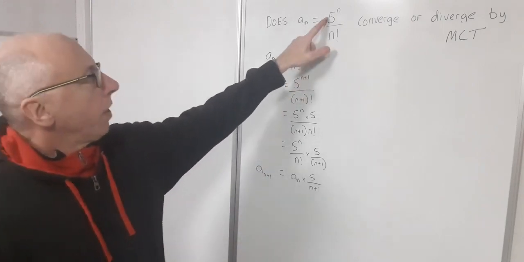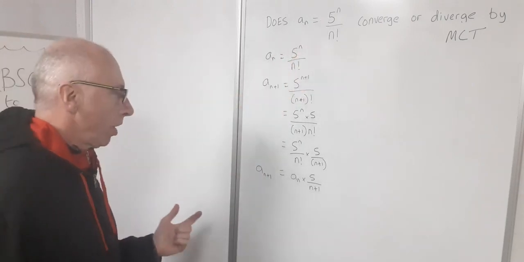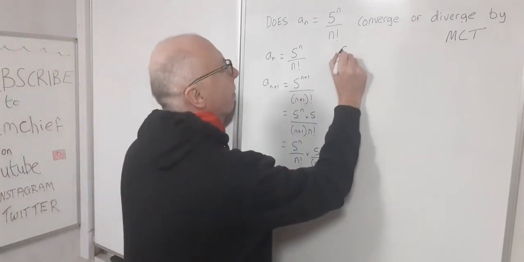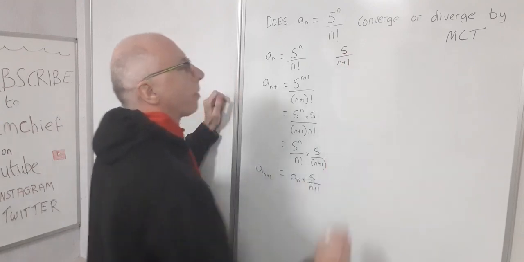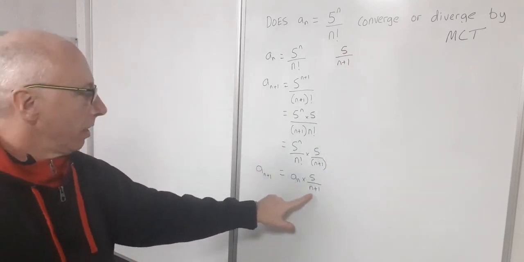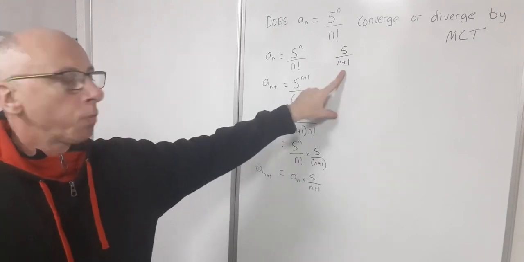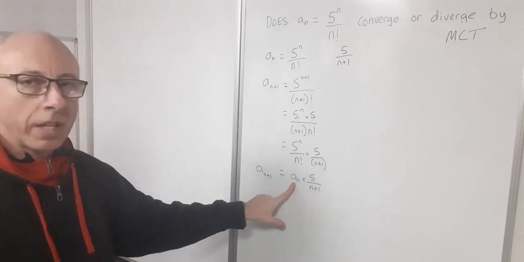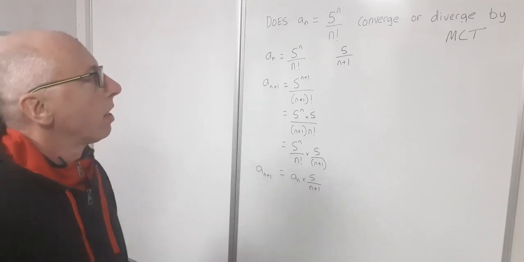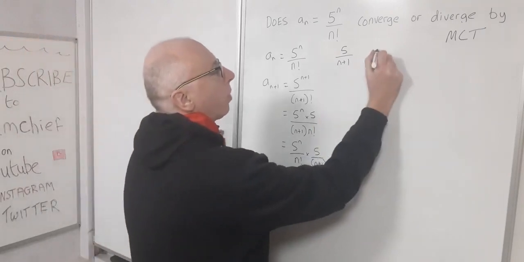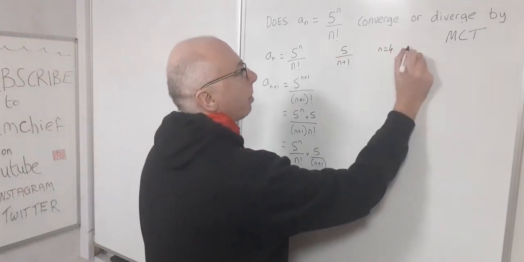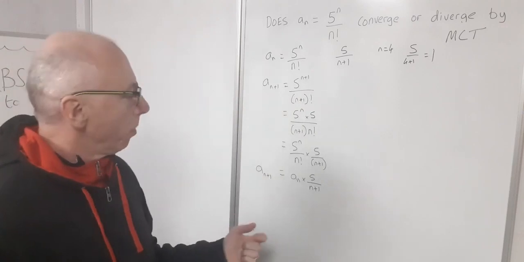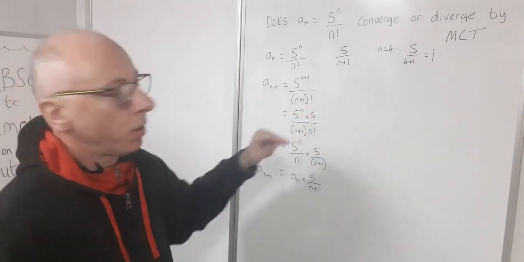Well, 5 to the n over n factorial, I don't really know a lot about that at the moment, but 5 over n plus 1, we can have a look at that. So 5 divided by n plus 1. Now if we multiply that by any number, if it's greater than 1, then this will increase. If it's less than 1, then this whole thing here will decrease. So if we've got n equals 4, this becomes 5 over 4 plus 1, which equals just 1. So that would just be multiplying by 1 at n equals 4.